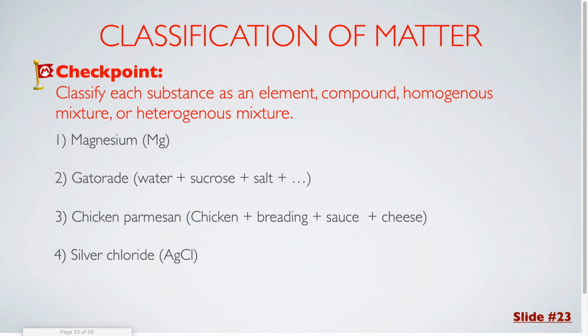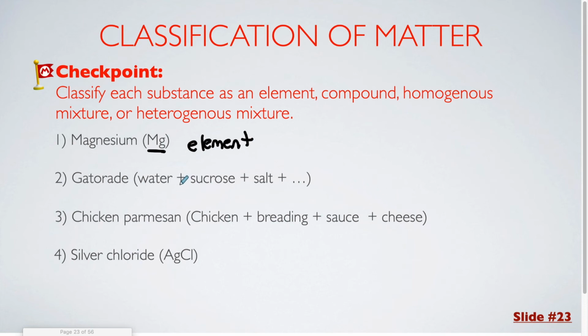So for our checkpoint, we're going to be doing just that. We're going to be classifying substances as an element, compound, homogeneous mixture, or heterogeneous mixture. Now magnesium, we have a capital M and a lowercase g. That shows that this is a single symbol, and if this is a single symbol, it must be an element. For number 2, water plus sucrose plus salt plus other various components.